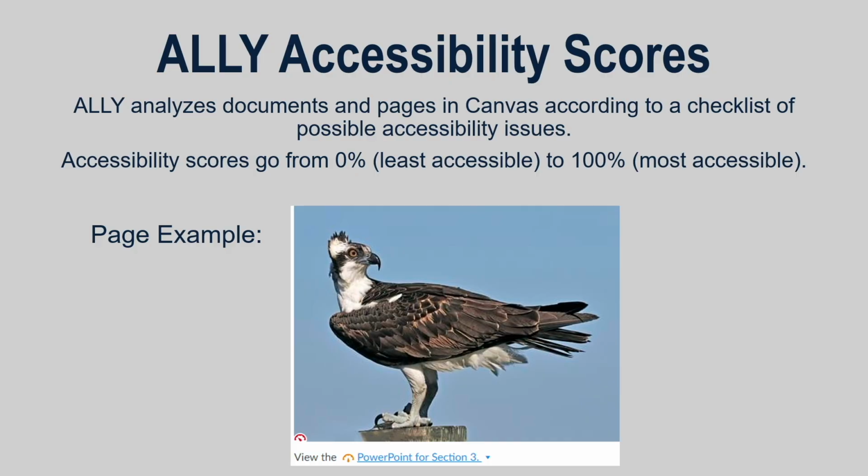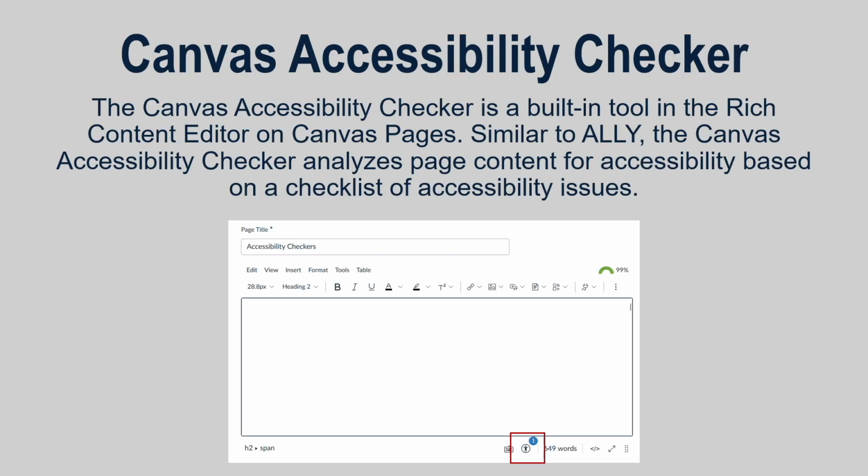These accessibility gauges don't show up unless you are a teacher or admin in the course, so that means your students won't see these accessibility gauges on their pages. When editing a page for accessibility, you can go into the Edit mode and look at the Rich Content Editor. The Canvas Accessibility Checker is a built-in tool in the Rich Content Editor on Canvas pages.